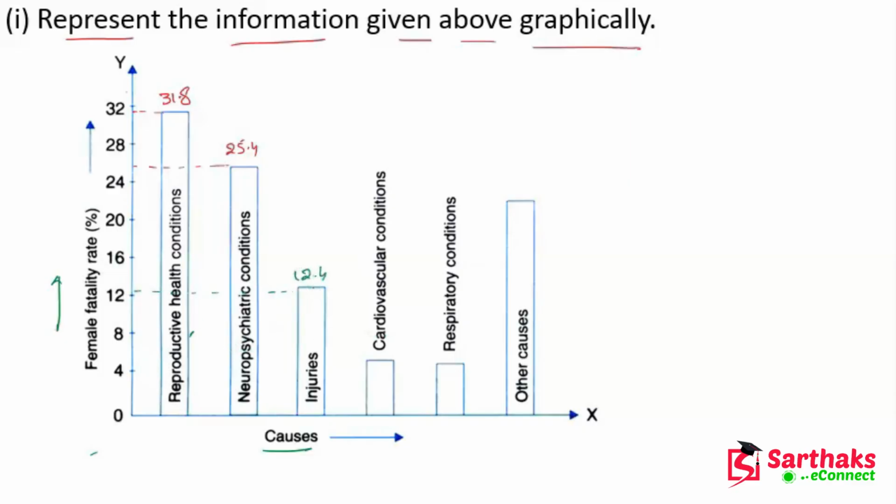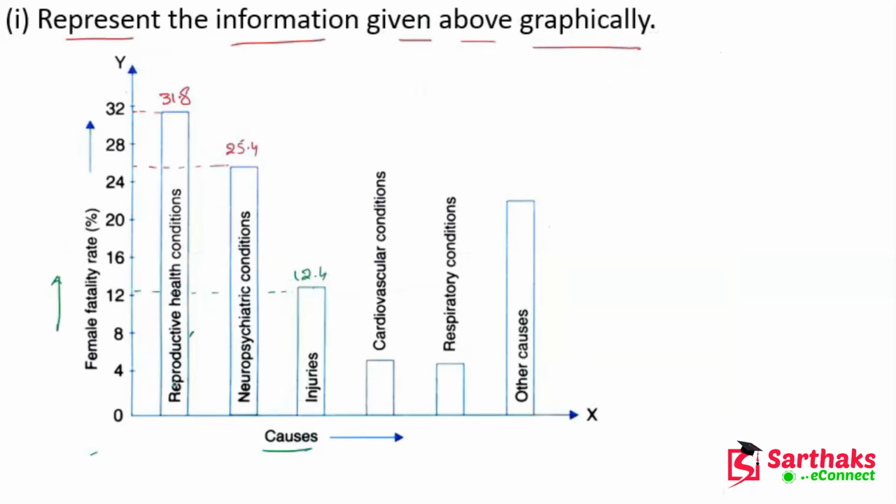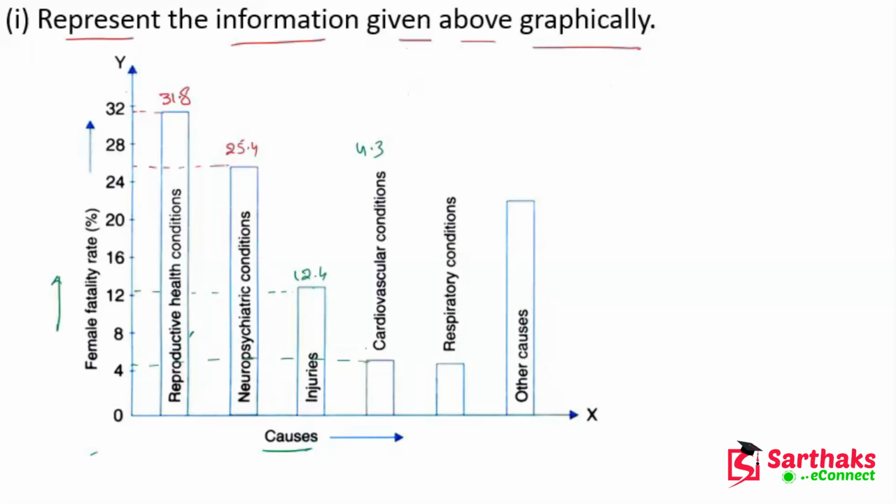Now due to cardiovascular condition, this is 4.3%, so we can write 4.3%. Now due to respiratory condition, this is 4.1%, similar to this, 4.1%. And due to other causes, this is 22%. So this is the representation graphically.